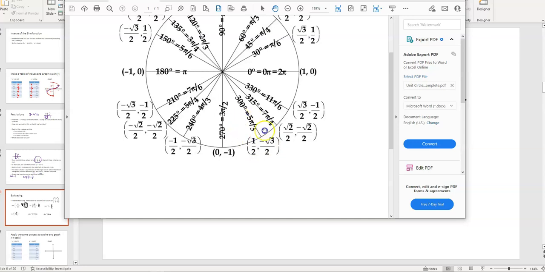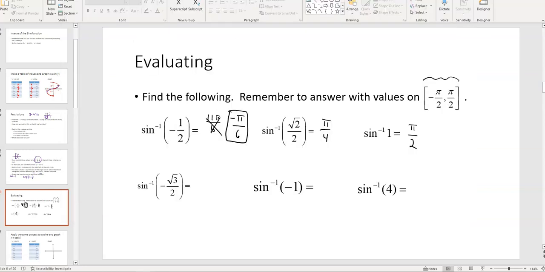But again, I'm not going to call it 5 pi over 3. I'm going to start from 0 and walk backwards. Walk backwards how much? A pi over 3. So walk backwards pi over 3, that's negative pi over 3. Inverse sine of negative 1, that's down the bottom of the unit circle. Again, I'm not going to call it 3 pi over 2. I'll call it negative pi over 2.